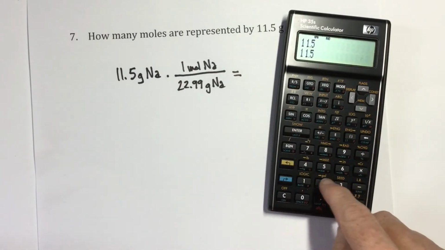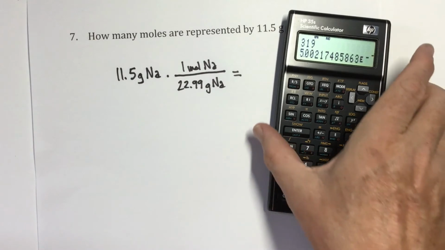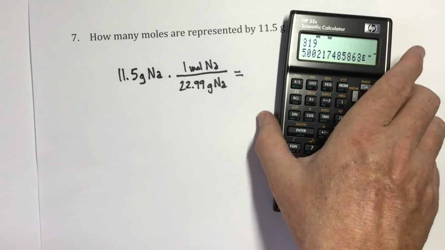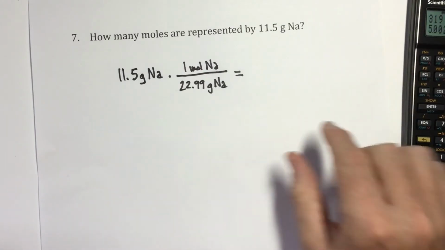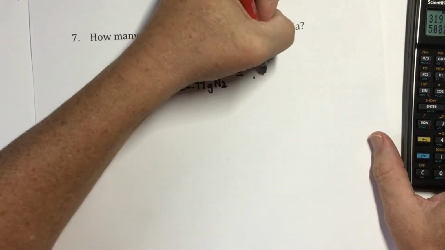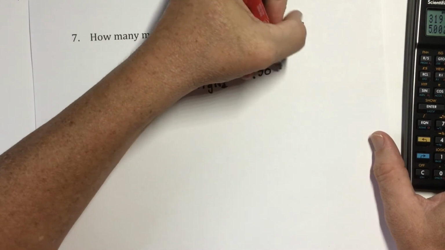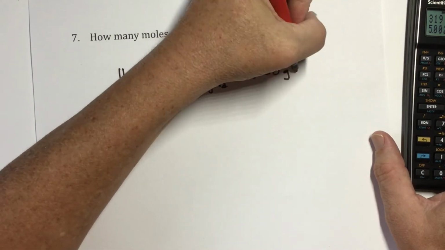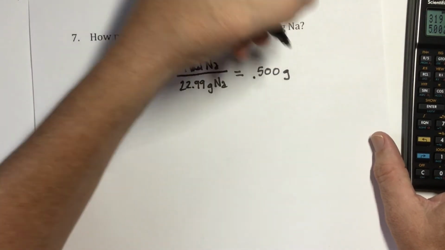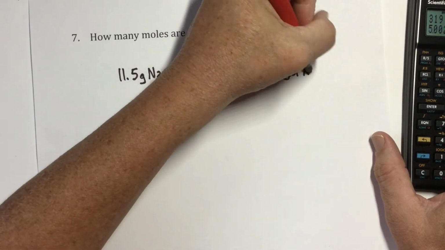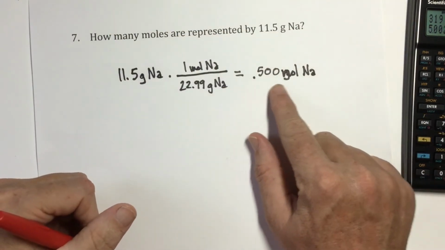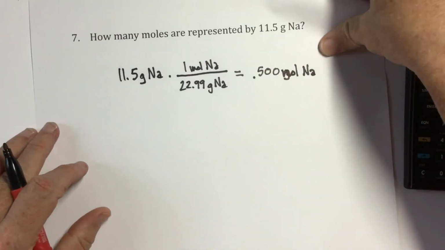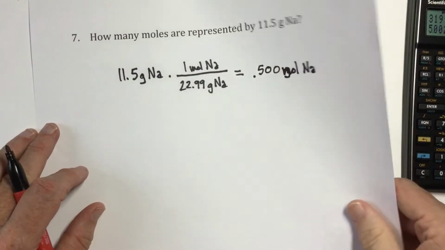11.5, 22.99 divide. I have 5.00 times 10 to the minus 1. I should have 3 sig figs, so I'm just going to put 0.500 moles. Oh, sorry, moles. Moles sodium. 0.500 moles of sodium. Not grams, moles. Okay, 0.500 moles of sodium.